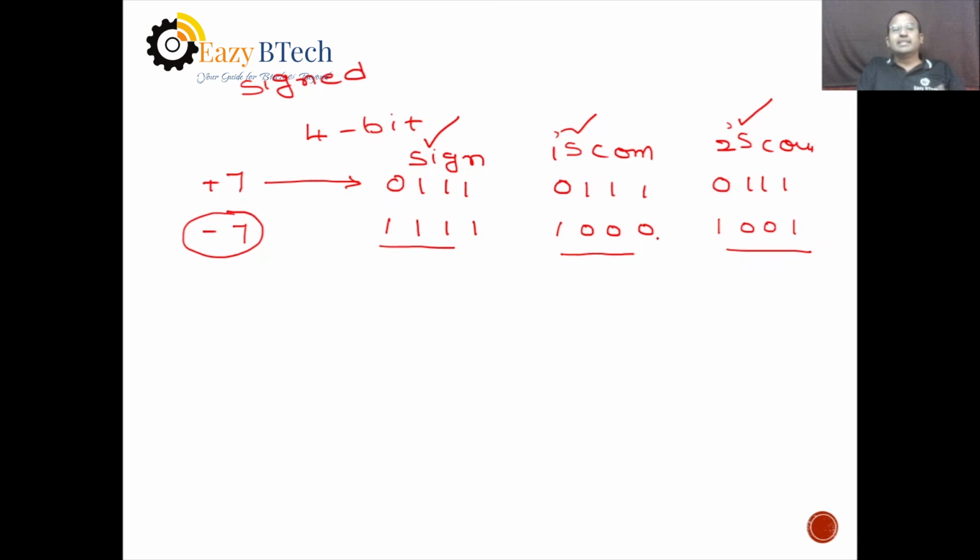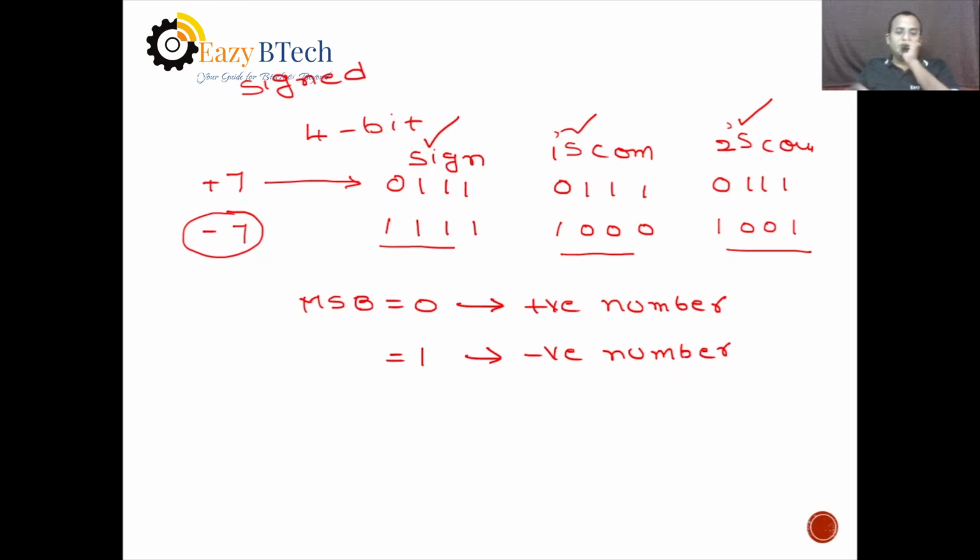The other thing is, if the MSB bit is 0, it indicates it is a positive number. If the MSB bit is 1, in all three systems, it indicates it is a negative number, right?